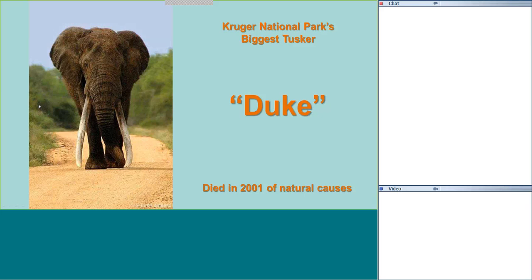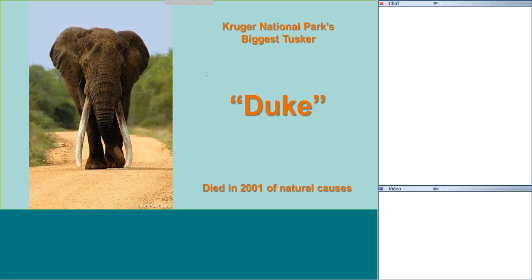This, by the way, is Kruger National Park's one of our biggest tuskers. As you can see, this is a huge elephant, and it's got enormous tusks. It's called Duke. He died in 2001, but he was one of the biggest, heaviest tusks in the Kruger Park, one of the big five. I just thought you'd like to know that. Right.